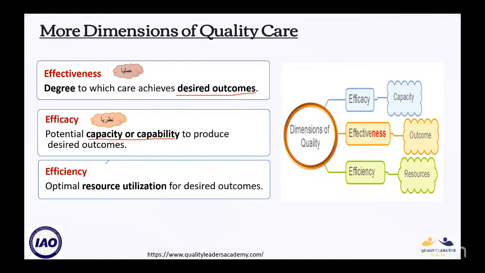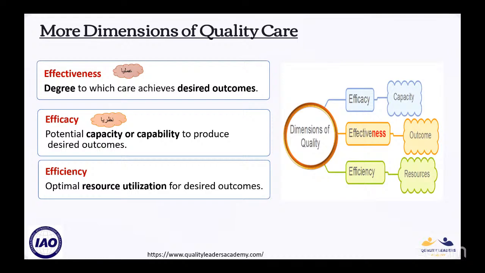Now coming to efficiency. So efficiency is optimum resource utilization for desired outcomes. So efficiency is about getting the best results with the least waste, like waste of time, money, supply, staff, whatever it is. For example, you see there are two hospitals, both achieve excellent outcomes in knee replacement, same complication rate, same patient satisfaction, same functional recovery. They have almost the same in all aspects that we have compared.